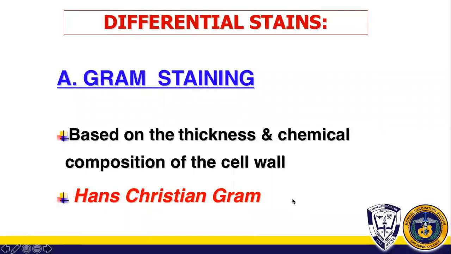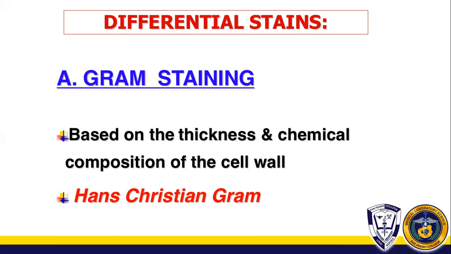So moving on to differential staining. Again, as mentioned earlier, differential staining is the most widely used staining technique in the microbiology laboratory, and it includes gram staining. Gram staining is based on the thickness and chemical composition of the cell wall. Through this staining method, it can differentiate bacterial agents into two general groups, the gram-positive organisms and the gram-negative organisms.